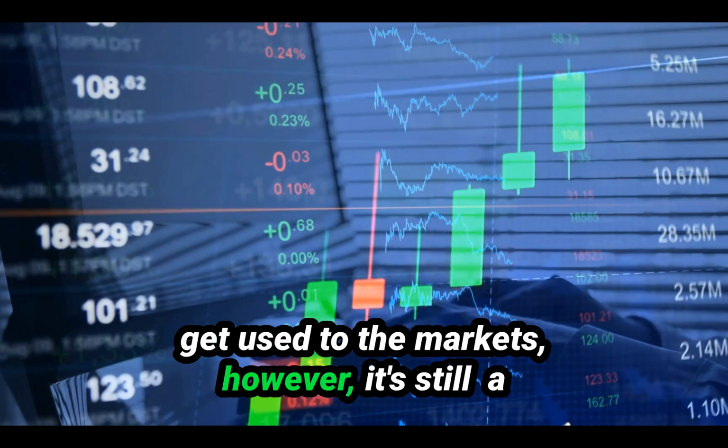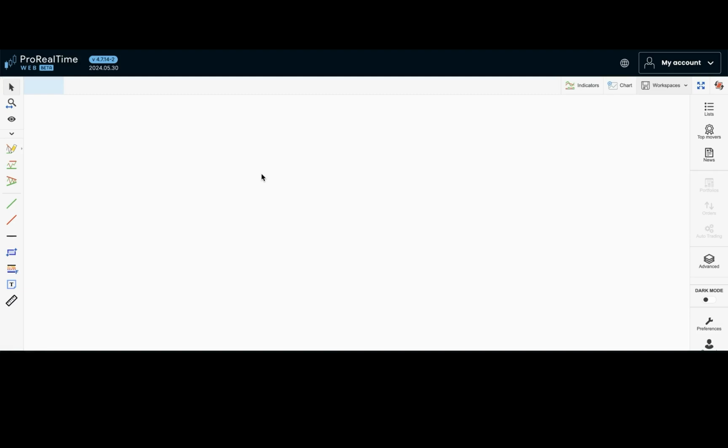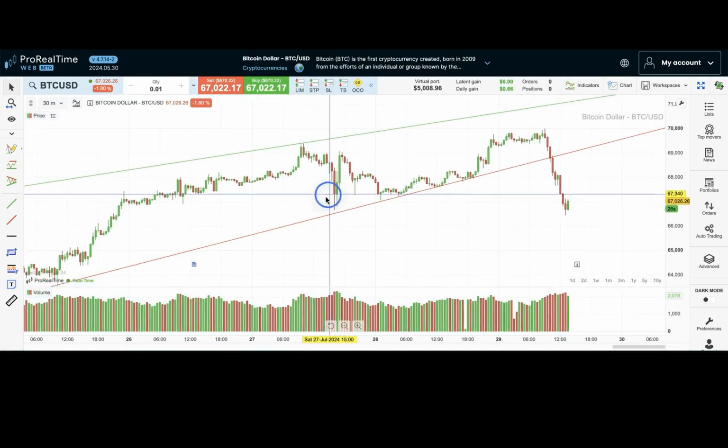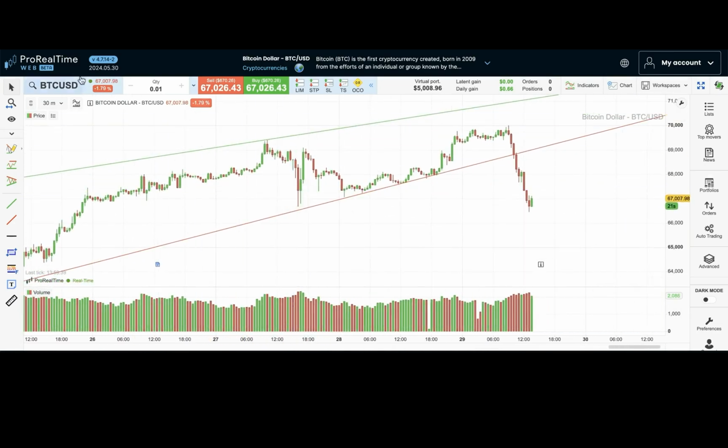Paper trading is here to help you get used to the markets. However, it's still a simulated experience. You will not have the exact same emotion or psychological bias that you will have when you are going to be investing real money. So be careful with that. On a trading simulator like ProRealTime, you really have all the time in the world to practice extensively to get used to the markets and how they work.